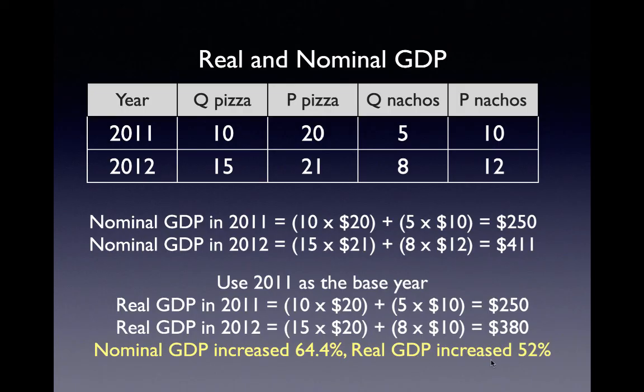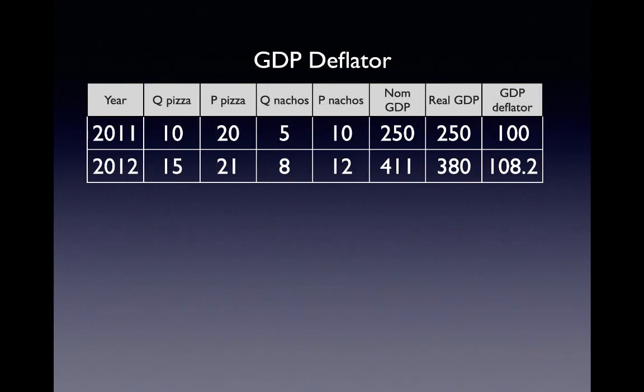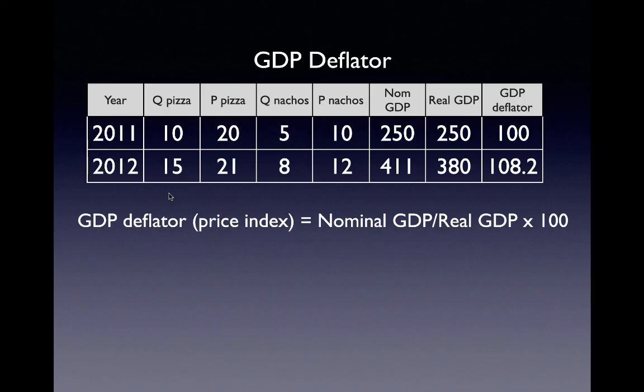So once we strip out the inflation, we can use that information to give us an inflation index. So that's what we'll do here. GDP deflator is just a price index that's created from this information. All we're going to do is every year create this index, this GDP deflator, by taking nominal divided by real in that year, multiplied by 100. So since in the base year, nominal and real are the same, 250 over 250 times 100 gives me 100. So the base year is always going to have 100.